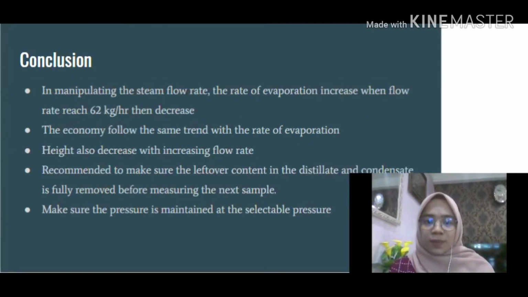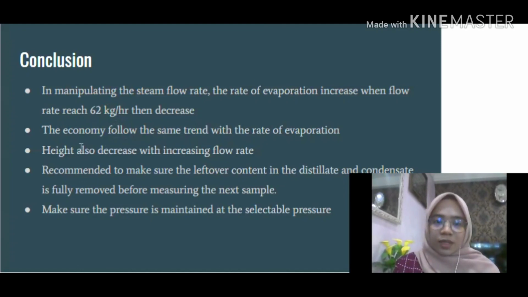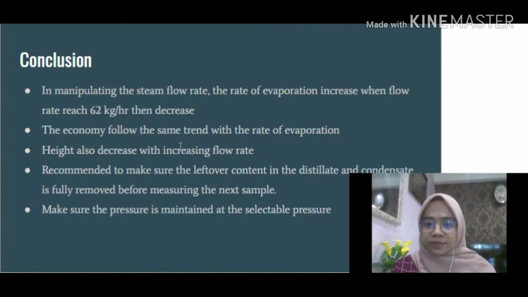Then when we manipulate the steam flow rate, we can conclude that the rate of evaporation increased until it reached 62 kg per hour, then it decreased afterwards. The economy when we manipulate the steam flow rate follows the same trend as the rate of evaporation. The height when the boiling occurs also decreases with increasing flow rate.